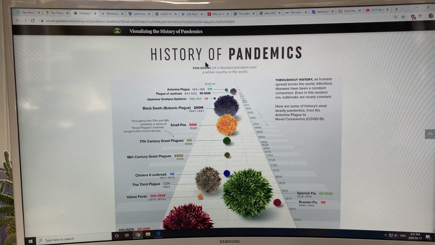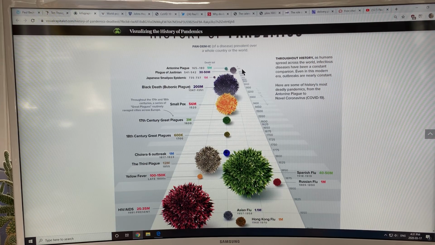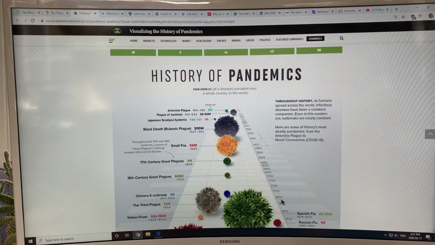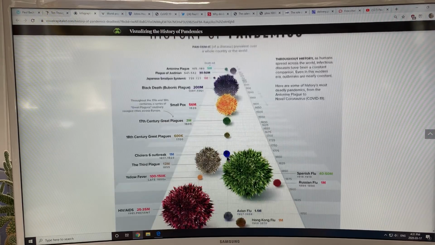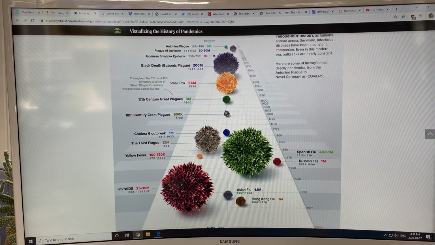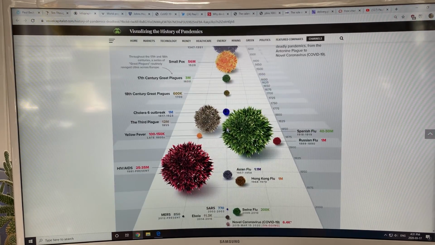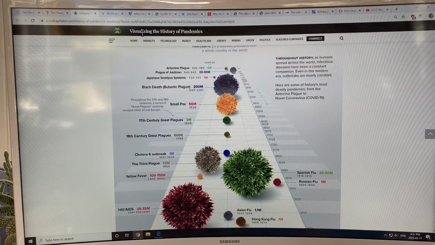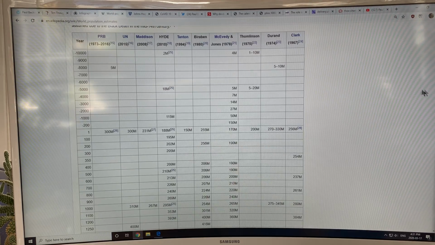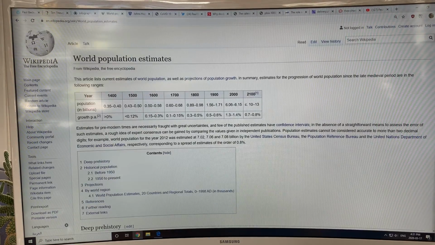And what you see is a timeline going back about 2,000 years, and you see a whole bunch of different pandemics of various types occurring at different times. The size of the virus here is basically indicating the size of the pandemic. While I'm looking at this timeline, I would recommend that you bring it up on your own computer to have a look at it, and also Google world population estimates.